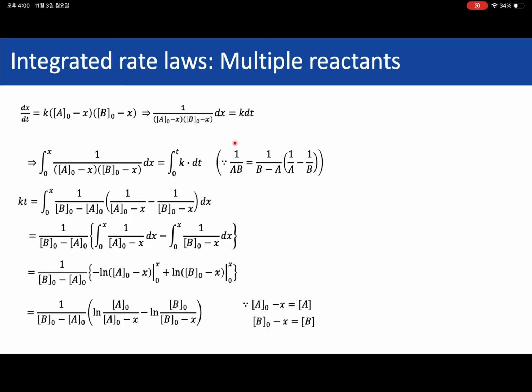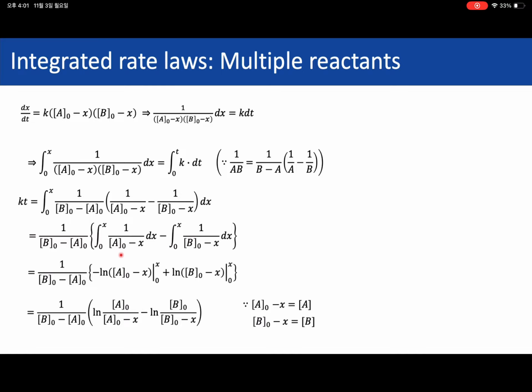We can rewrite 1 over AB as 1 over (B minus A) multiplied by (1 over A minus 1 over B). If we apply this here, we can write the inside of the integral in this form. The right-hand side is simply kt minus k0, so the right-hand side is kt. So kt equals 1 over (B0 minus A0) multiplied by the integral of (1 over (A0 minus x) minus 1 over (B0 minus x)). Since this part is a constant, we can integrate those two parts separately.